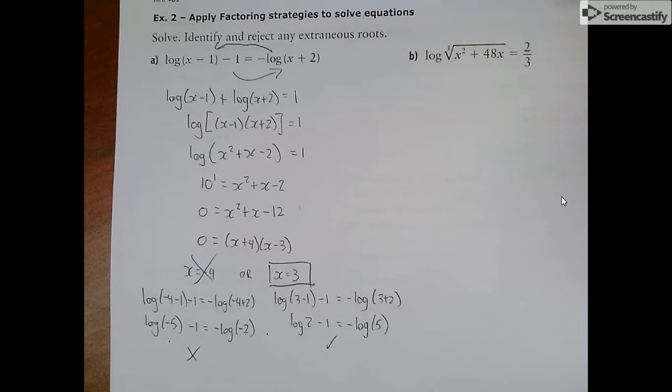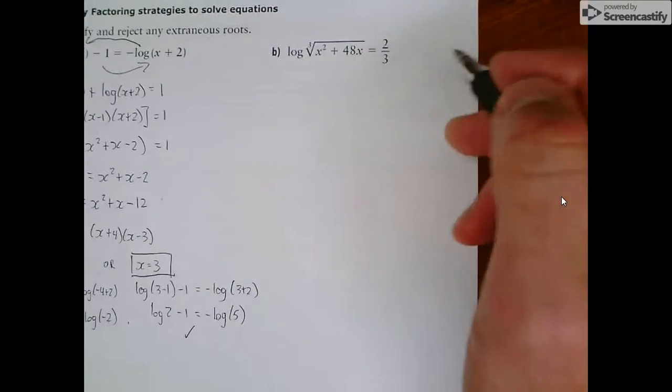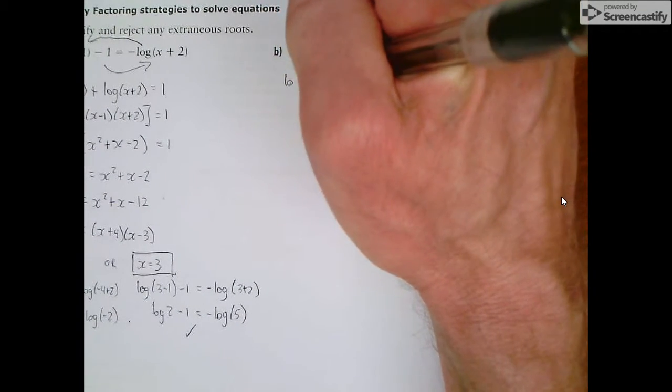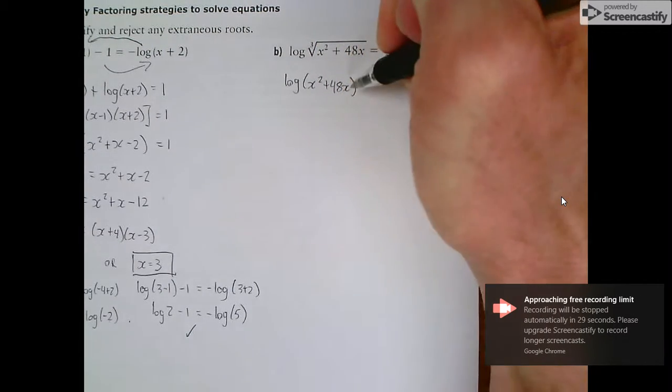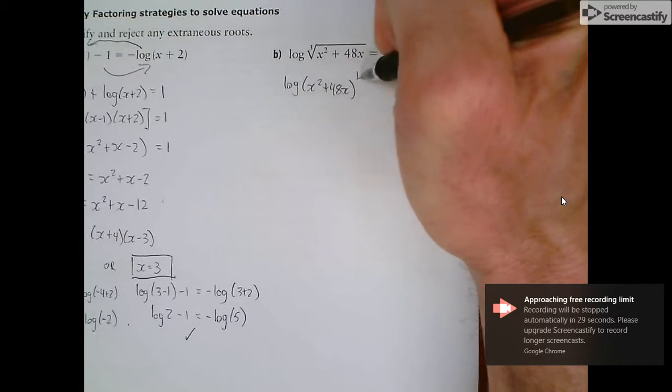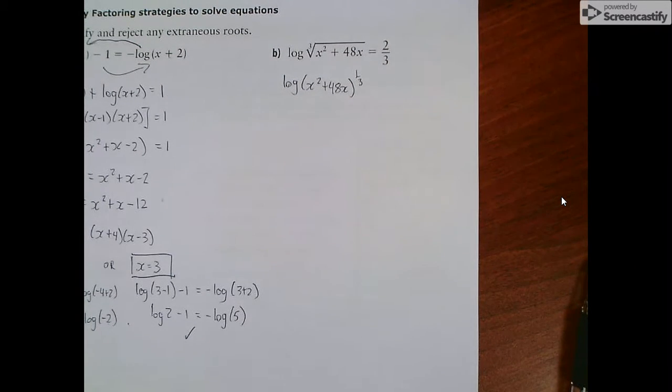Let's do this one more time with this final example. And what we're going to do is start by rewriting this cube root as an exponent. So this is the log of x squared plus 48x, all to the power of 1/3. And I'm going to finish this one in a short continuation video.